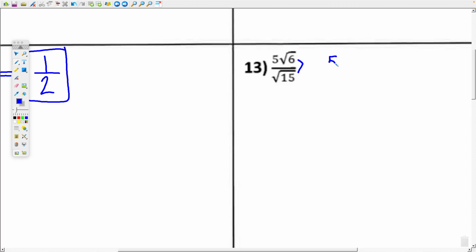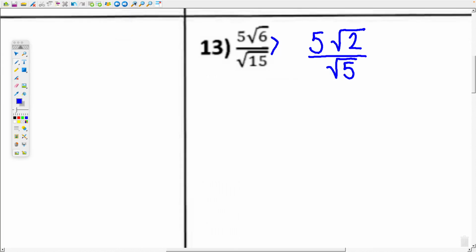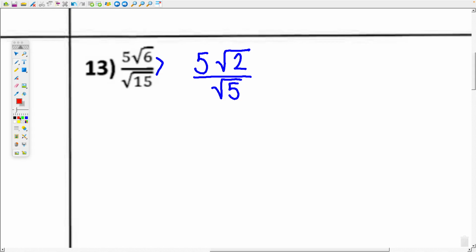2 over 5. So I'm going to ask you to write this, and I want you to write the square root of 2 over the square root of 5. All I did was reduce it. Now, do you remember how to get the radical gone in the denominator? Multiply by the radical 5. So I'm going to take the denominator, which is the square root of 5, and multiply the top and the bottom by the square root of 5.